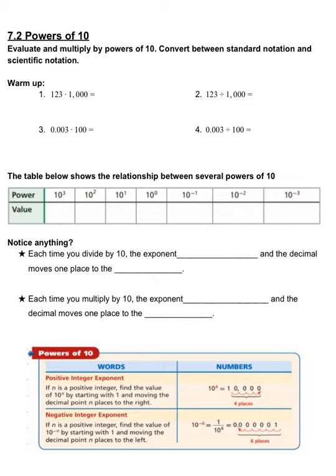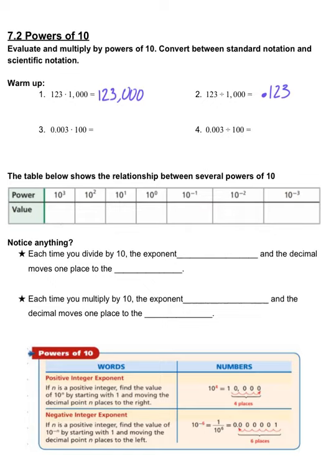Alright, so a little warm up. You just grab your calculators. 123 times 1,000. That's going to be 123,000. Right. Now if I do 123 divided by 1,000, that turns into 123 thousandths. So if you remember your decimal places, the thousandths are the third, so 0.123.